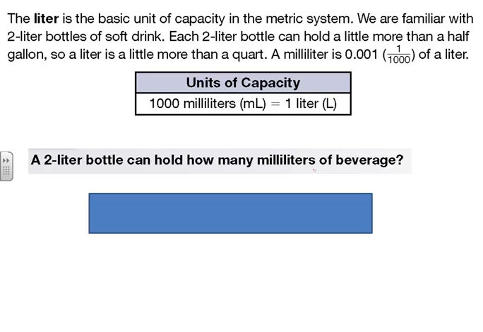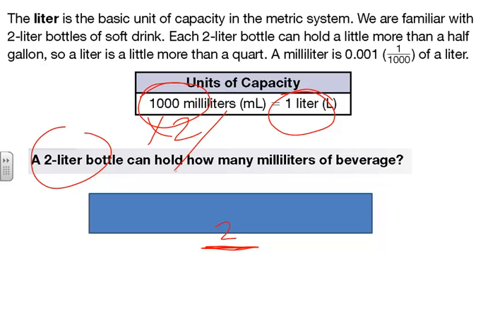Well, let's take a look at it. So the liter is right here at the base unit. And we know that we have 2 of those, 2 liters, but we're going to have to go down the stairs and get to milliliters. So when we do that conversion, we know that 1,000 milliliters equals a liter, so if we have 2 liters, we're going to have this times 2, which is going to give us 2,000 milliliters.